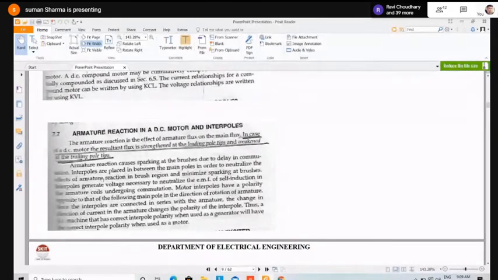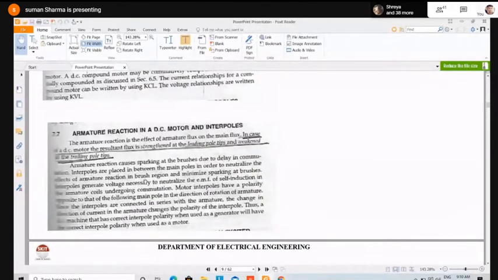सो स्पार्किंग को अवॉइड करने के लिए एंड कम्यूटेशन को स्मूथ करने के लिए यू प्लेस द इंटरपोल्स बिटवीन द मेन पोल्स. इंटरपोल्स क्या करेंगे, न्यूट्रलाइज करेंगे रिएक्टेंस वोल्टेज को. व्हाट इज रिएक्टेंस वोल्टेज? रिएक्टेंस वोल्टेज इज द वोल्टेज ड्यू टू L di by dt effect. What is di? What is the change in the current? 2I, total current collected by the brush. What is the time? That is sparking or short circuit period, TC. So L di by dt is equal to L into 2I by TC. So that is the reactance voltage, और उसको न्यूट्रलाइज करने के लिए हम इंटरपोल्स यूज करते हैं.